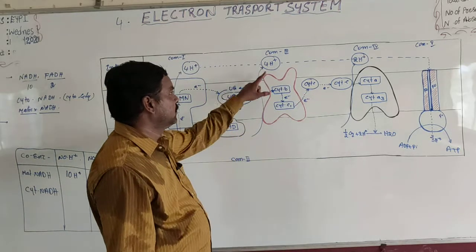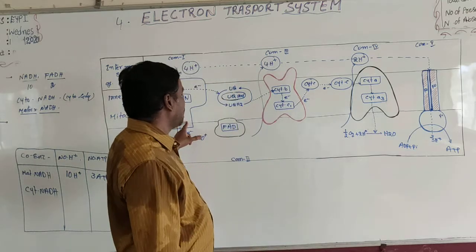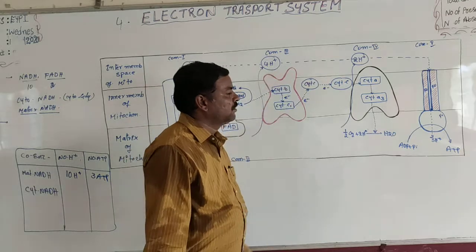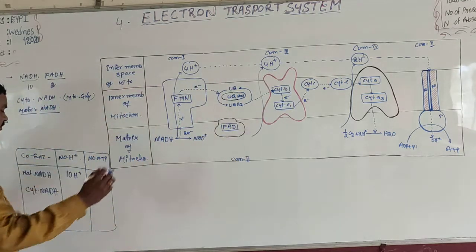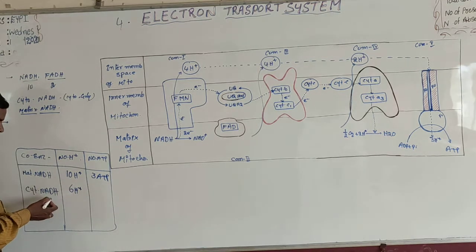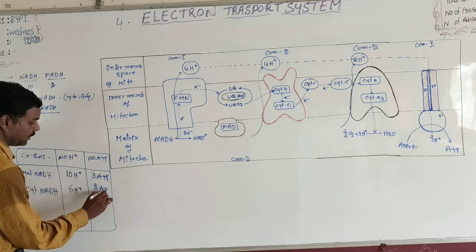So it is 4 plus 4 plus 2 H plus. They do not enter into complex 1, therefore minus 4 H plus. Only 6 protons enter into the intermembrane space. 6 protons enter into the intermembrane space by every cytosolic NADH2. It is only 2 ATP.